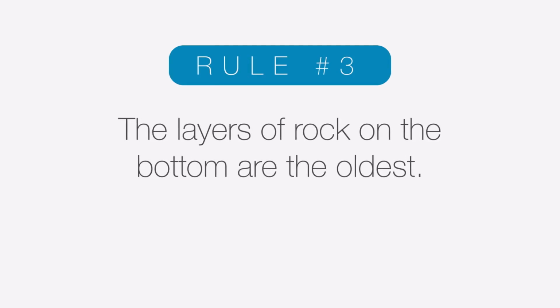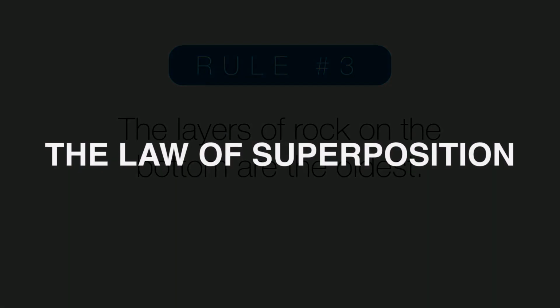Rule number 3, and this one's pretty logical. When we look at layers of rock, we are allowed to make this assumption, and that is that the layers of rock towards the bottom of the sequence are going to be the oldest. And as you get closer to the top, they're going to get younger and younger. And this is called the law of superposition. And this is going to be true in almost all cases.